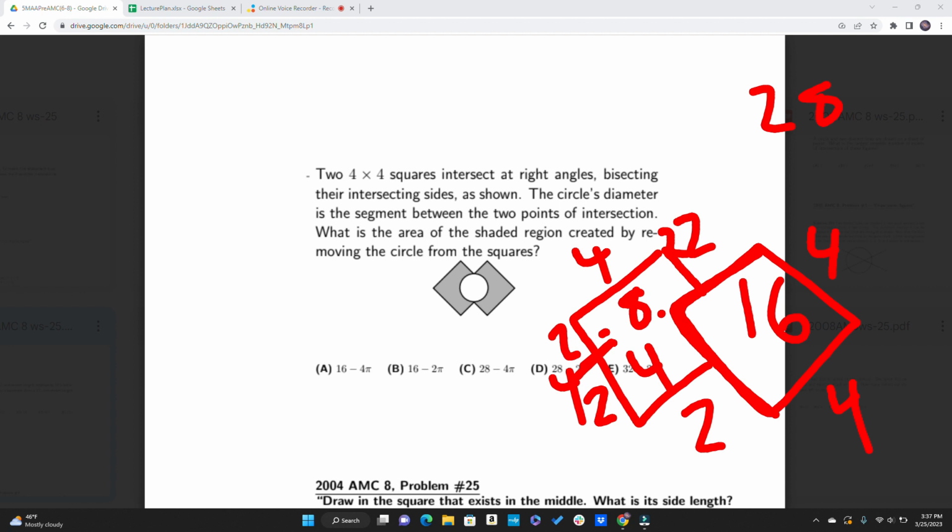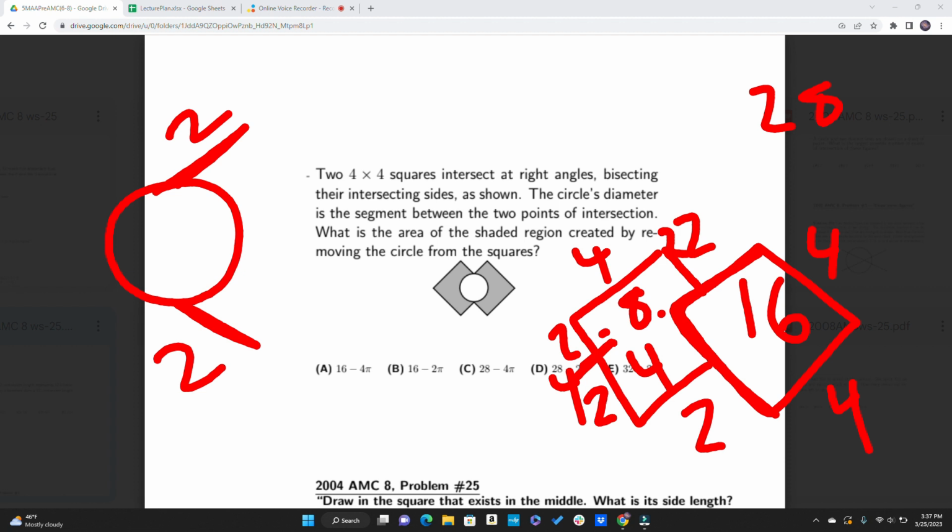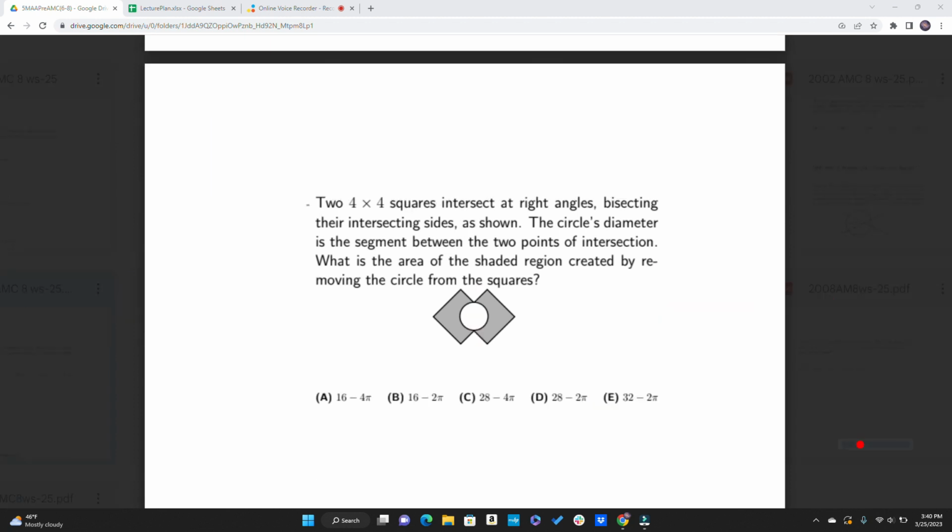So, we know the circle intersects at the 2 mark. So this has length 2, this has length 2. So is there a way we could find the circle's diameter? Could we find this length here all the way across? So we know our total shaded region, if the circle weren't there, if everything was shaded, would be 28. So what about our circle? Let's draw this out.